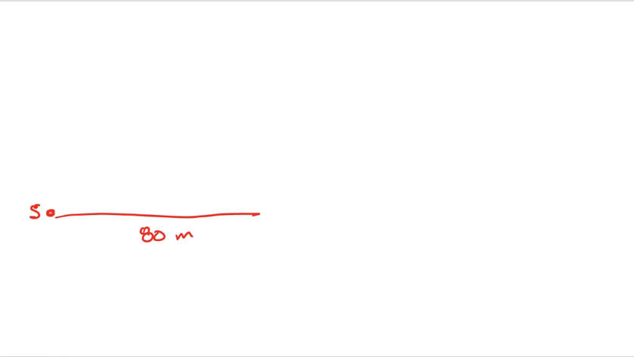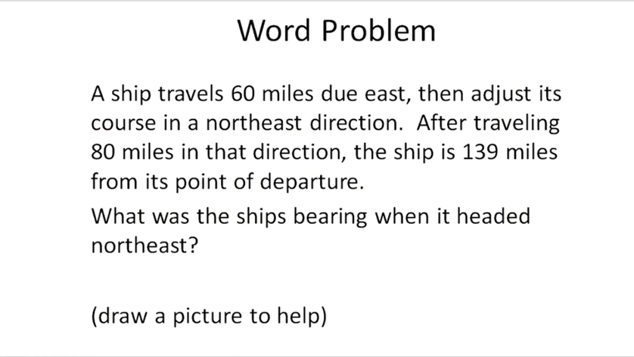And then at this point, it does change bearing. So I'm going to draw a little compass here. Having different colors is nice. And it's going to change to a northeast direction. So this is northeast. And it's going to travel for, I'm so sorry. I'm misreading my own problem. I'm so sorry. It travels 60 miles due east. Let's go back so I can show you that. 60 miles due east. Then after it changes direction, 80 miles in that northeast direction.